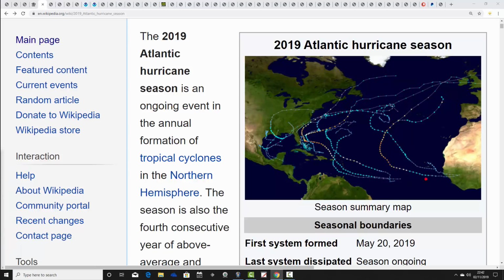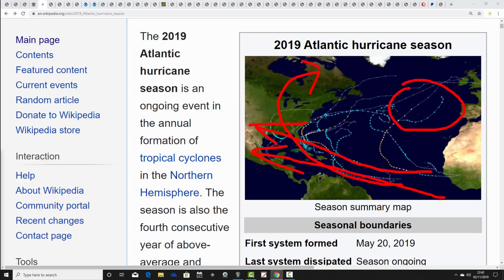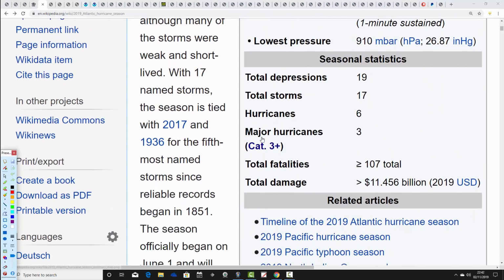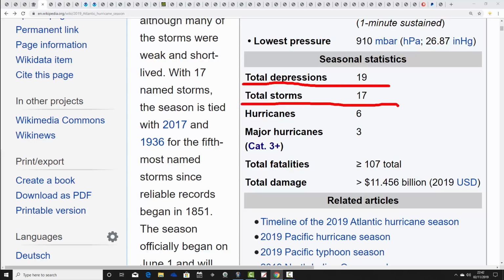A lot of times these storms will go in that sort of direction, and in that sort of direction, and also sometimes in that sort of direction. So quite an unusual season. We've seen so many of these storms and ex-hurricanes moving up towards northern parts of Europe. But anyway, the total numbers for this season are now looking like this. For total tropical depressions, we are standing at 19. For total storms, we're standing at 17.